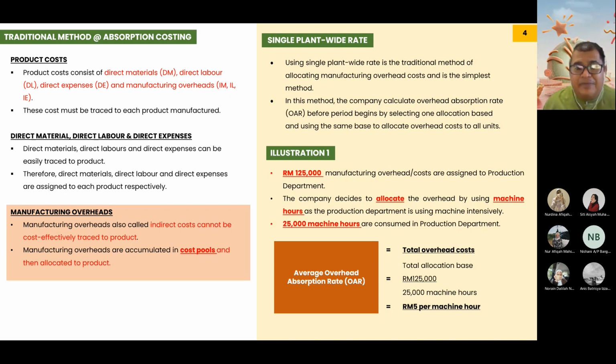Yang ni chapter lepas ya. And then 25,000 machine hours are consumed in production department. So OAR dia, you boleh kira total overhead cost, you divide by total allocation base, which is 125k divided by 25,000 machine hours, and you can get 5 ringgit per machine hour. So this one you akan guna untuk semua department, semua produk, you akan guna single rate sahaja.